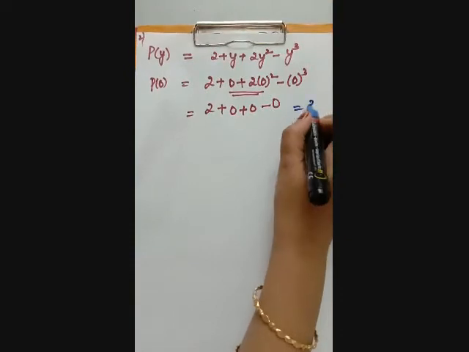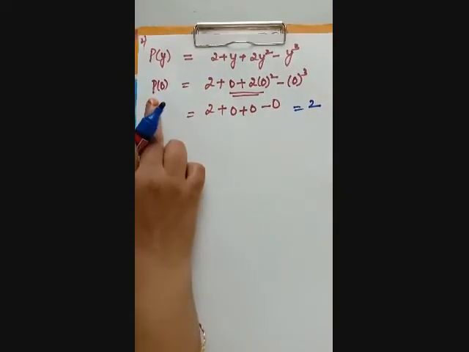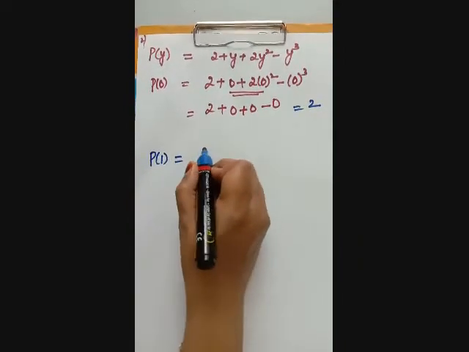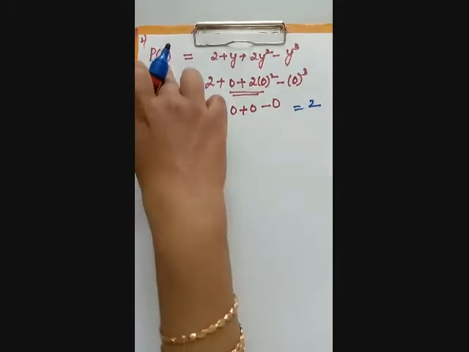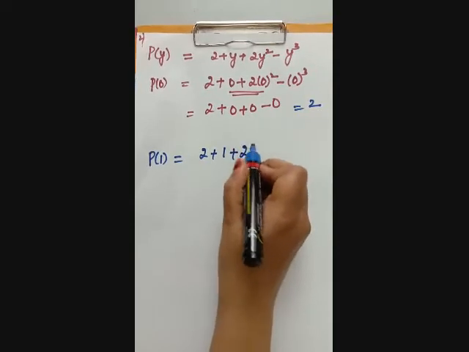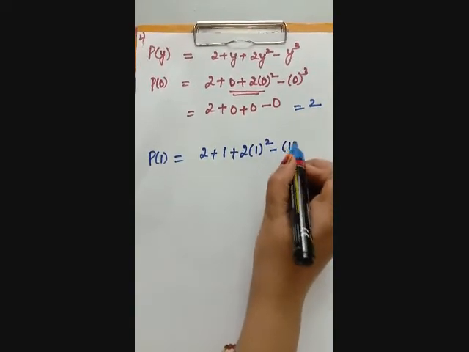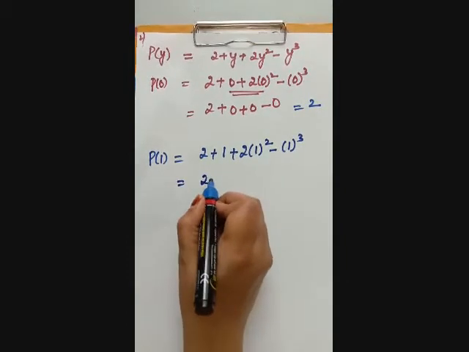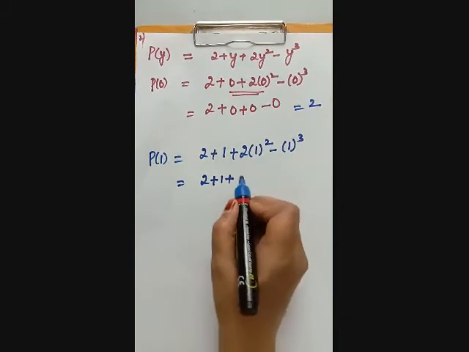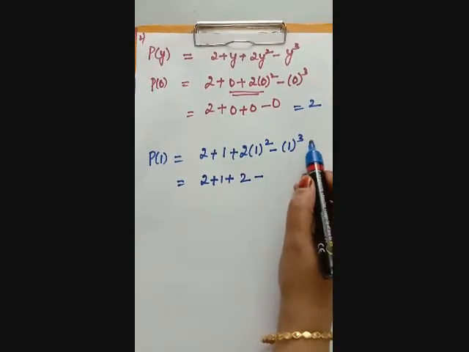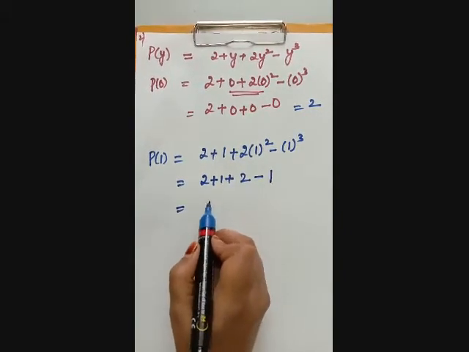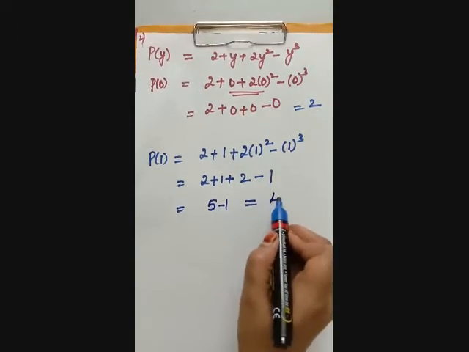Answer is 2. In each case we have to find P of 0, P of 1. So wherever there is y, now x variable is not there, y variable is there. So wherever there is y, you are going to substitute 1. 2 into 1 square minus 1 cube. So 2 plus 1 ones are 1, 2 ones are 2, minus 1 into 1, that is 1. So 2 plus 2, 4. 4 plus 1 is 5, minus 1, answer is 4.